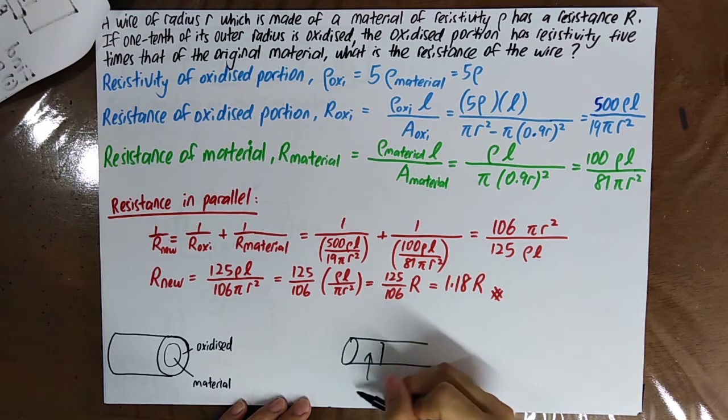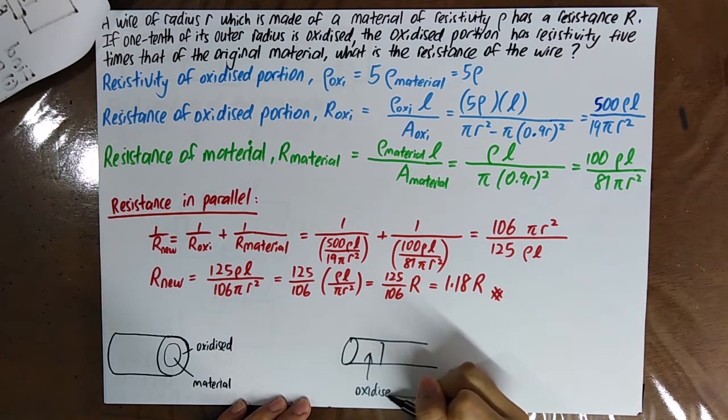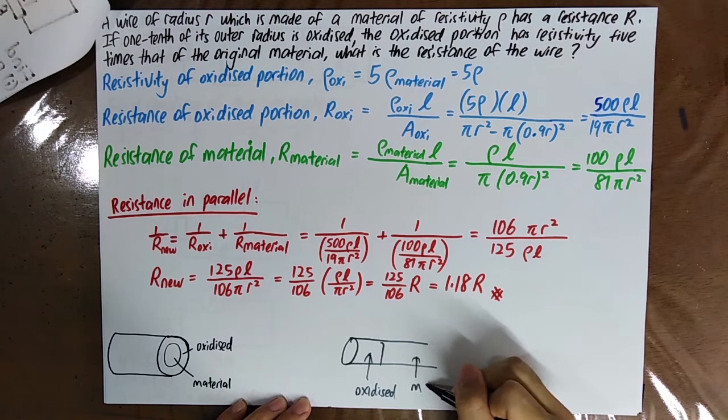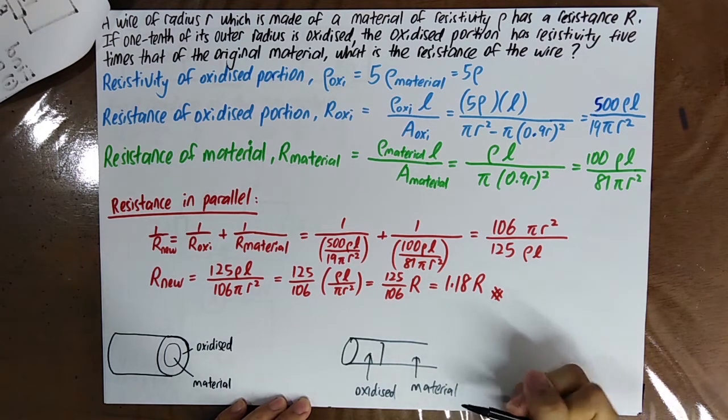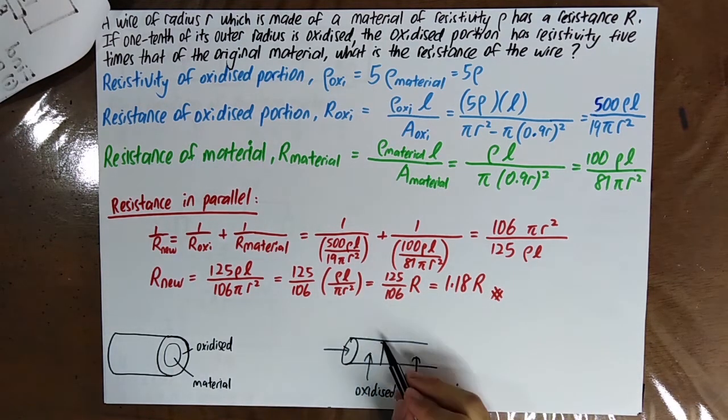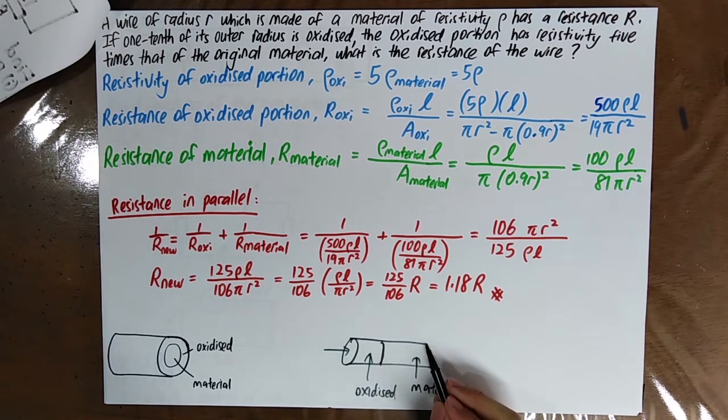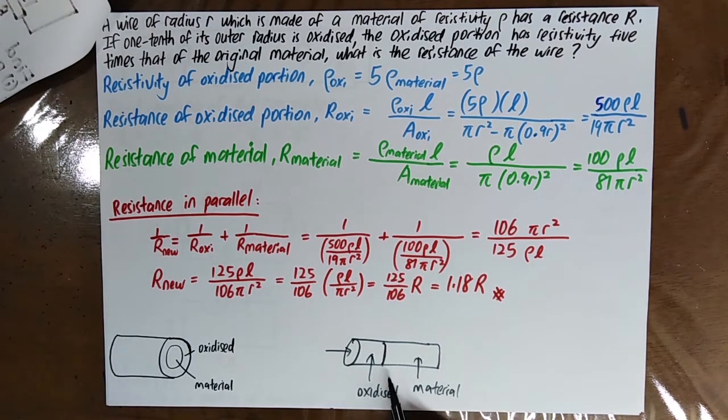this is the oxidized portion and then this is the material itself, and then you are the current, then you have no choice but to move through both of them. And this time, you only say that the resistances are connected in series. Okay, but of course, this one is impossible. The position is like this. Okay, because the outer portion is oxidized and then the inner portion is not oxidized.